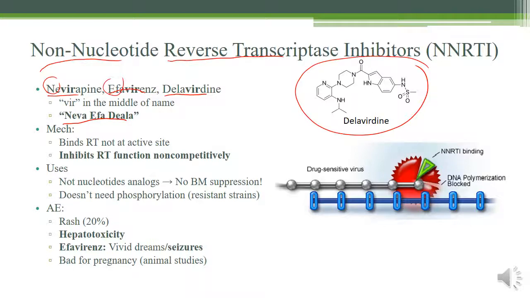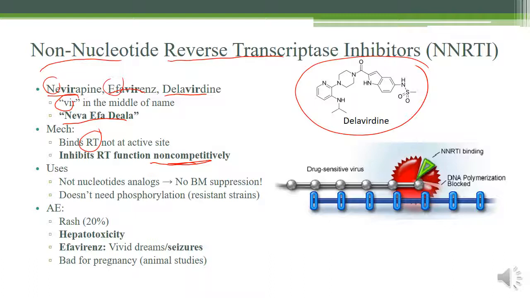And all of these have VIR in their name. Most other antivirals have VIR at the end of their name. These are the only ones that have VIR in the middle. Their mechanism is that they bind onto the reverse transcriptase of the HIV virus, but not at the active site. They actually bind onto the allosteric site, so it causes a non-competitive inhibition.